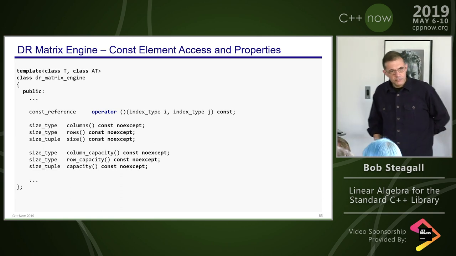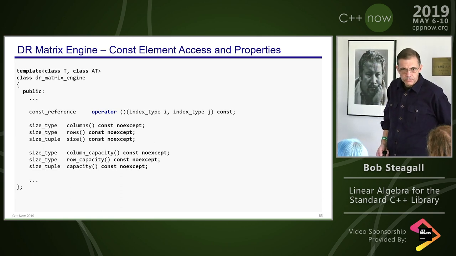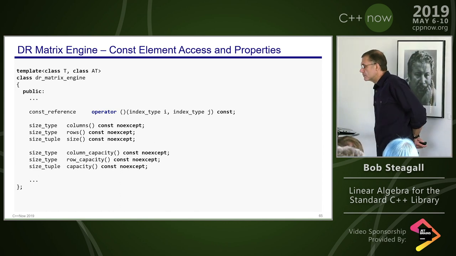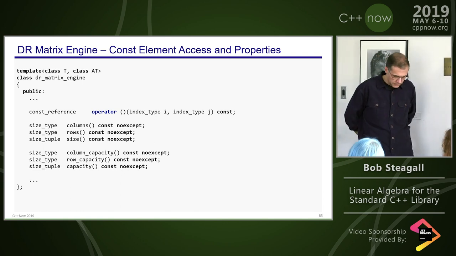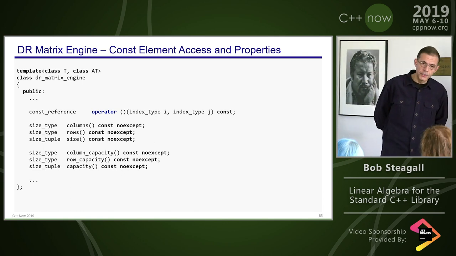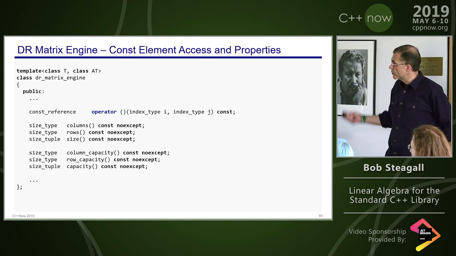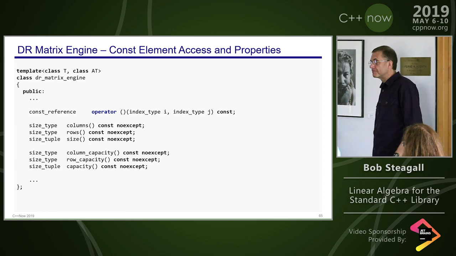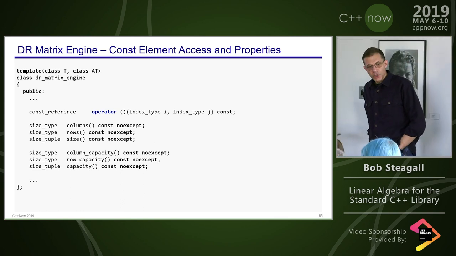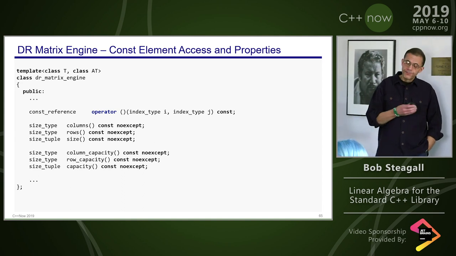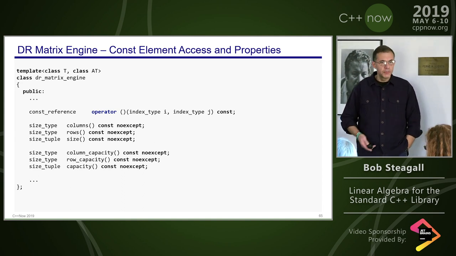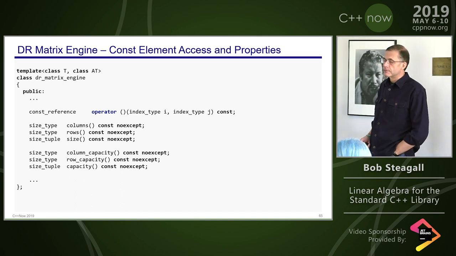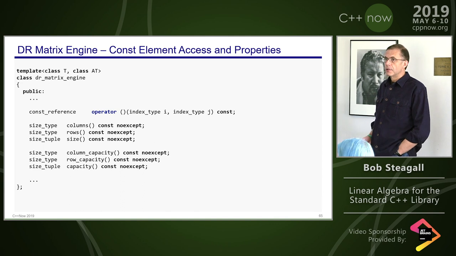Jasper? Question. Why is the size tuple a tuple and not a std array? Because tuples have a really annoying accessor syntax. I mean, you have a homogeneous data type. They could be std array. There's no reason why they could not be std array. We chose tuple for now. Send me a note so I remember to make that change. I would really like to avoid std get. Okay, that's fine. That's a very legitimate bit of feedback. There's only two. There's always two.